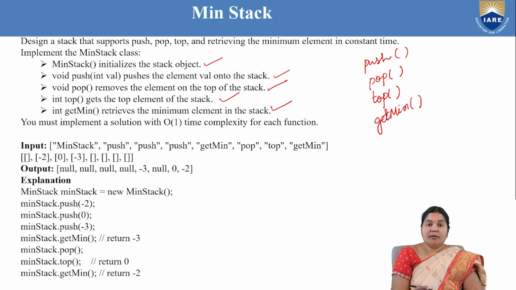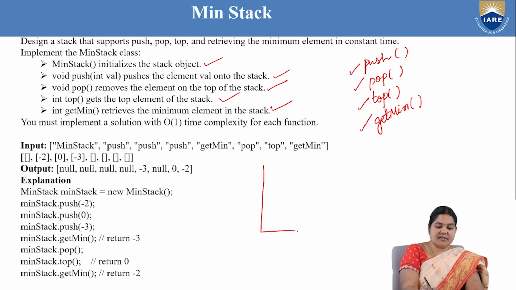Now, this min stack problem can be solved in 2 ways. One is you can take a single stack and implement all these 4 operations. Otherwise, you can take 2 stacks. One is the regular normal stack and another one we call the min stack, and we can implement the operations. So in this problem, I am going to take 2 different stacks so that the understanding of the problem will be easier for you. So let us take 2 different stacks over here.